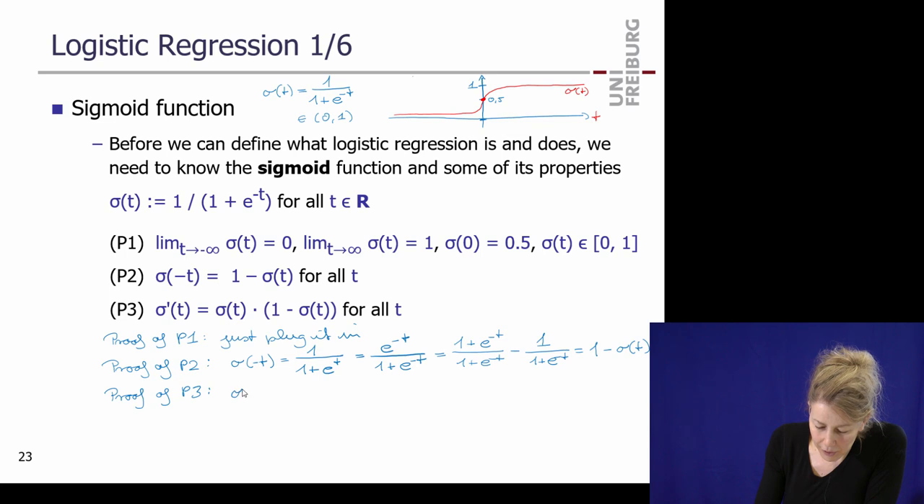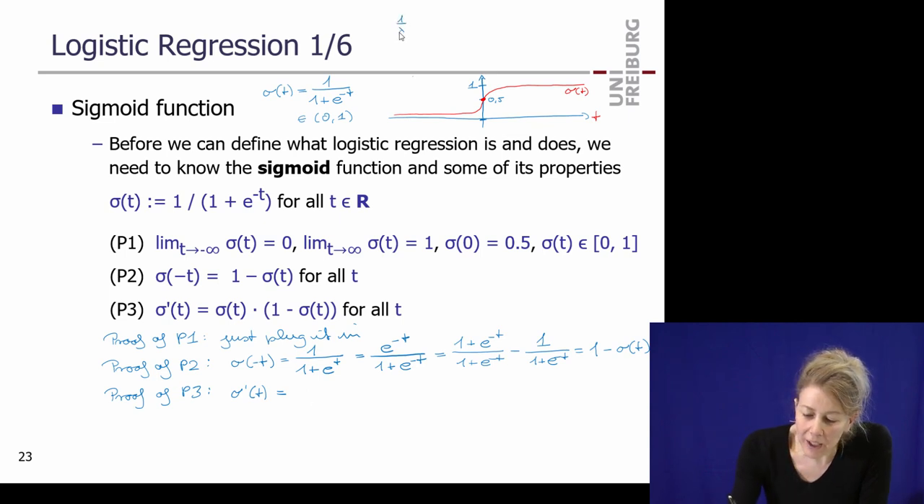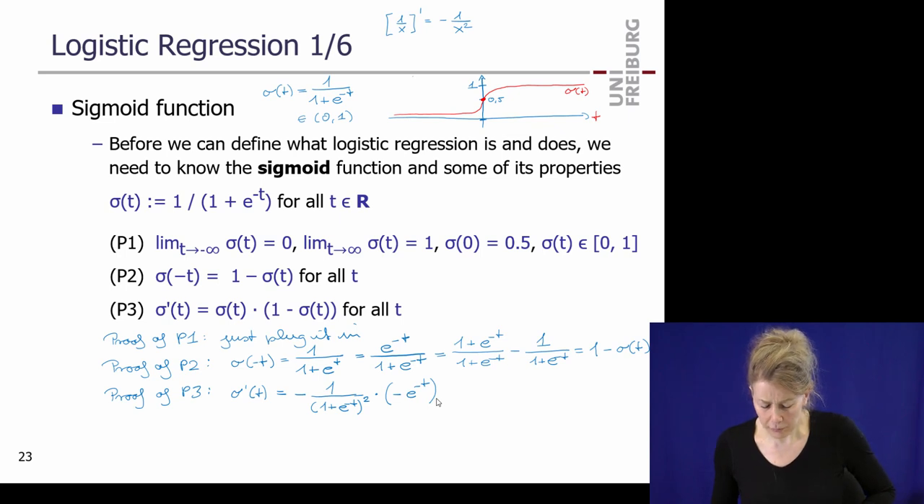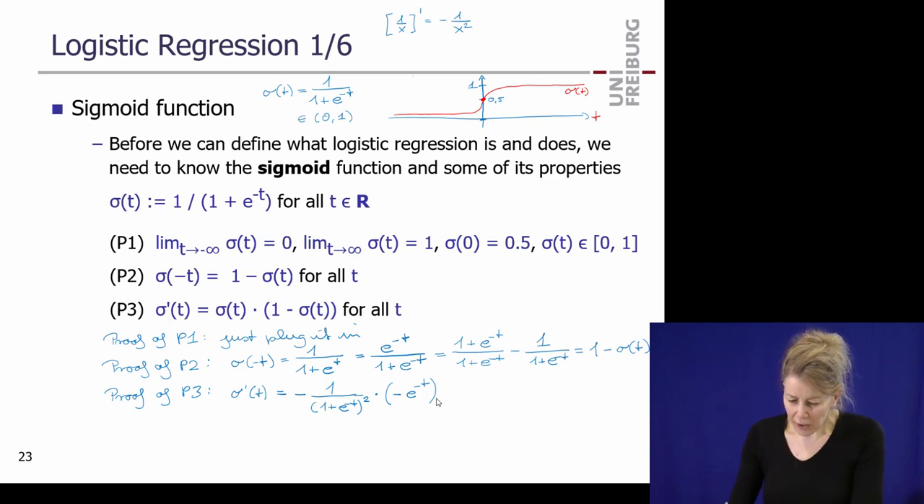So let's just derive it. Sigma prime of t first looks a bit scary, so it's this function up here. I hope you know that 1 over x, if I derive it, is minus 1 over x squared, and then I have to take the chain rule, the inner derivative. So this is minus 1 over the whole thing squared, 1 plus e to the minus t squared, times the derivative of 1 plus e to the minus t. The derivative of e to the minus t is e to the minus t with a minus, so minus e to the minus t. Is that correct? I hope so.